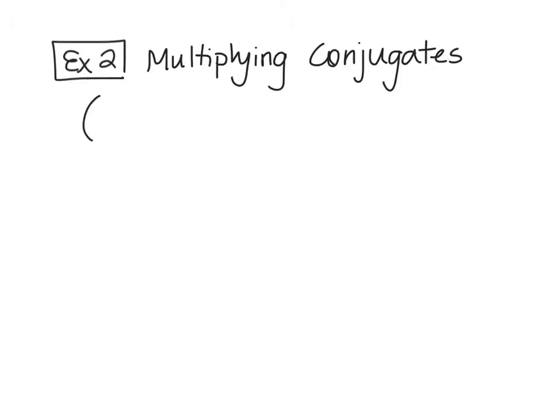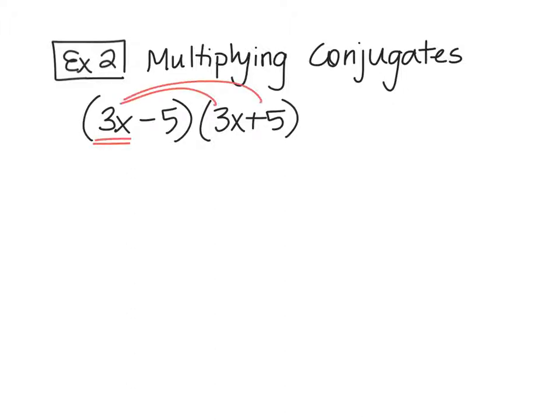All right, so let's look at what it looks like when we multiply one of these out. I'm just going to make a problem up for us. Let's do 3x minus 5 and 3x plus 5. When we multiply, we're just going to use the distributive property. I multiply my 3x, which gives me 9x squared plus 15x. Then I multiply my negative 5, which will give me negative 15x minus 25.